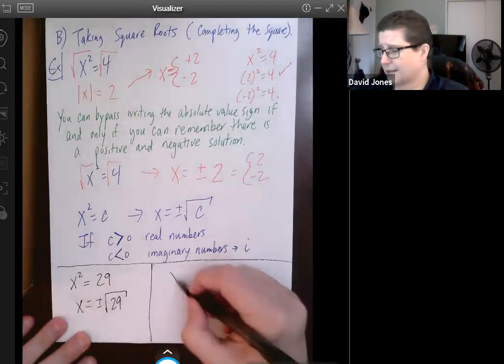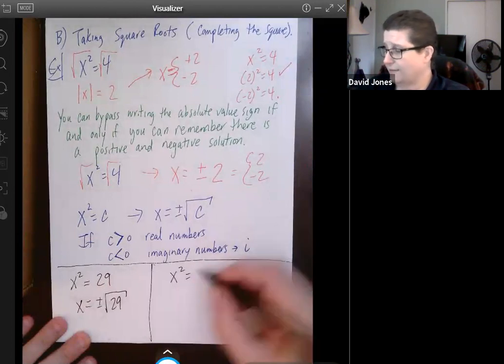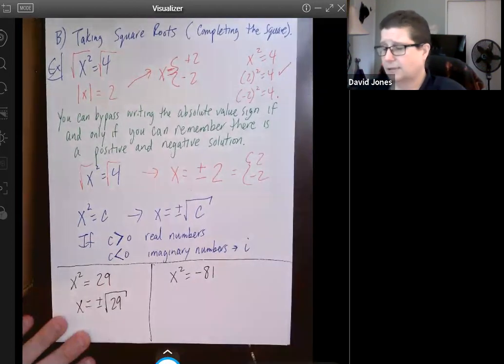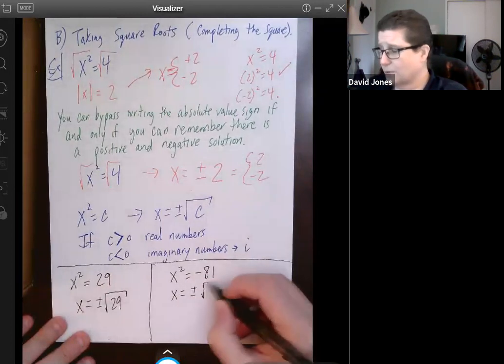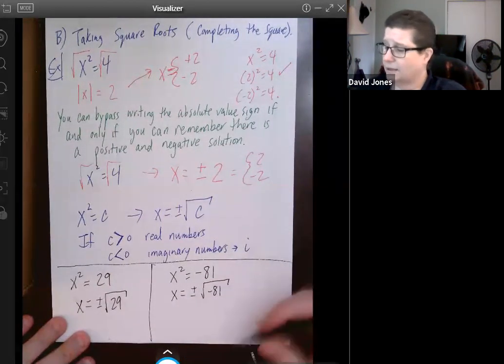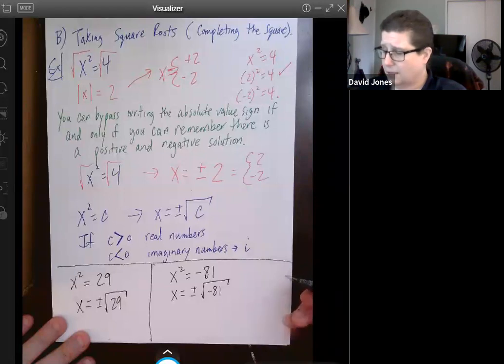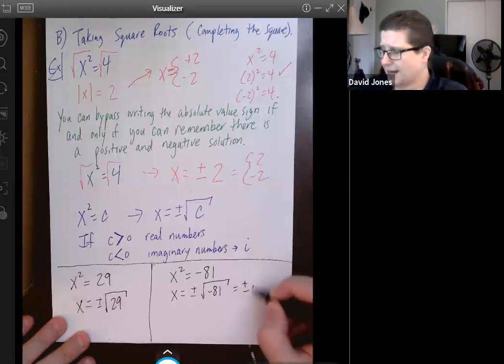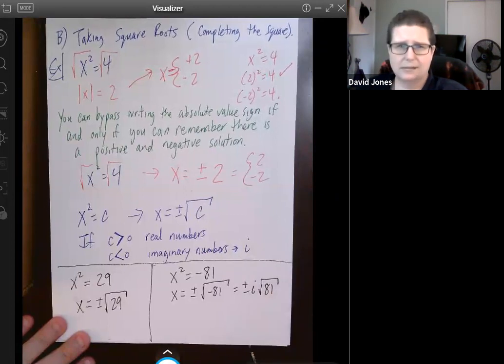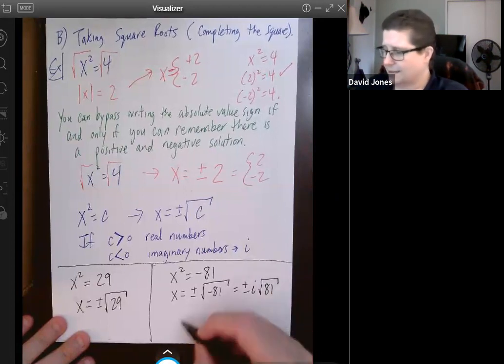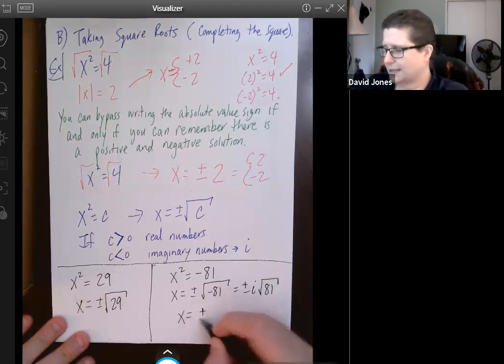Or if we had something like x squared equals negative 81, we take the square root, x equals plus or minus the square root of negative 81, which is plus or minus i square root of 81. And the square root of 81 is 9. x equals plus or minus 9i.